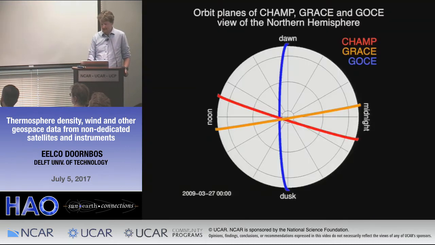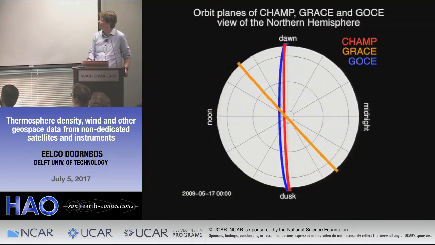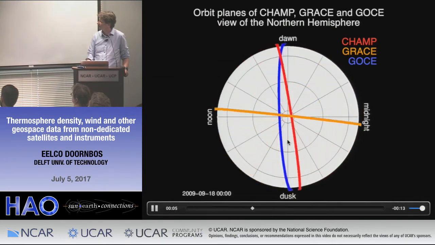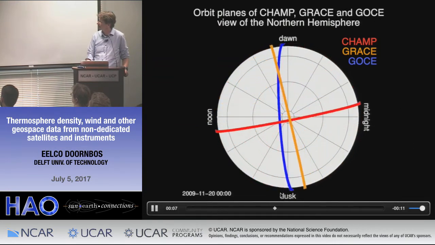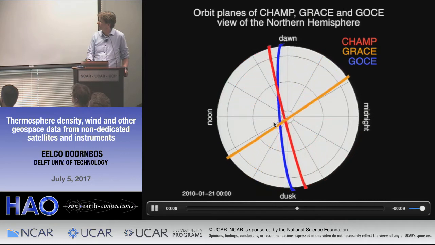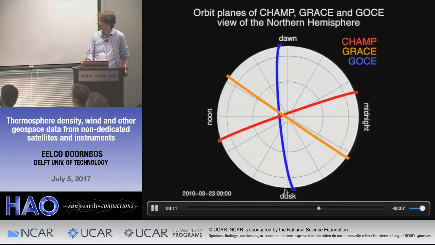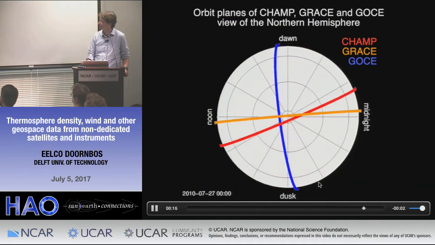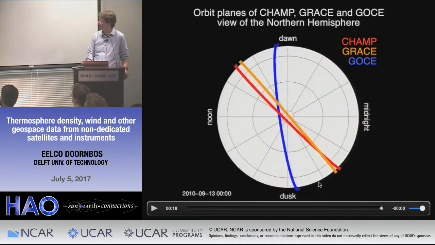So this only shows the height. Of course, we can look at the orbital planes as well. That's also important, and there are important differences between the satellites. You can see that GOCE was in a sun-synchronous orbit, so it always flew more or less in the dusk-dawn plane. Towards the end of its life, it drifted a little bit away from this. There was no active maintenance of this orientation of the orbit plane.